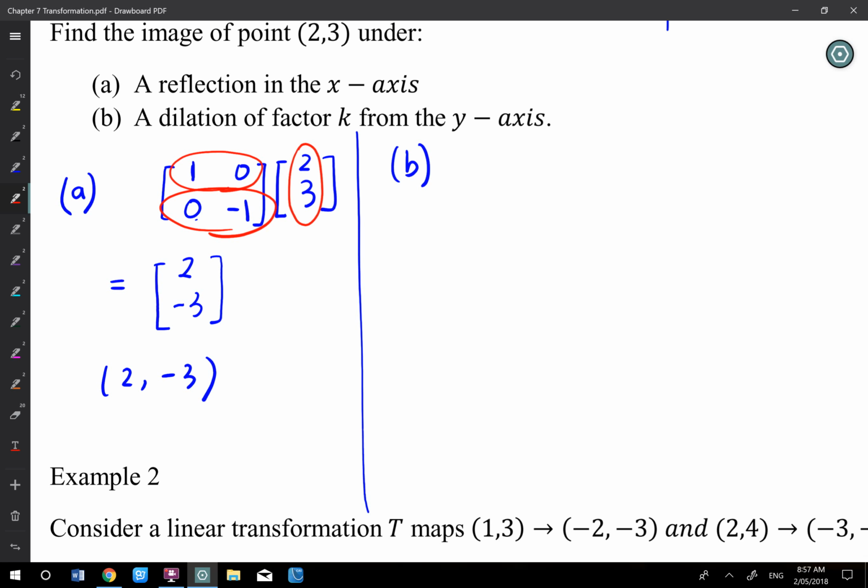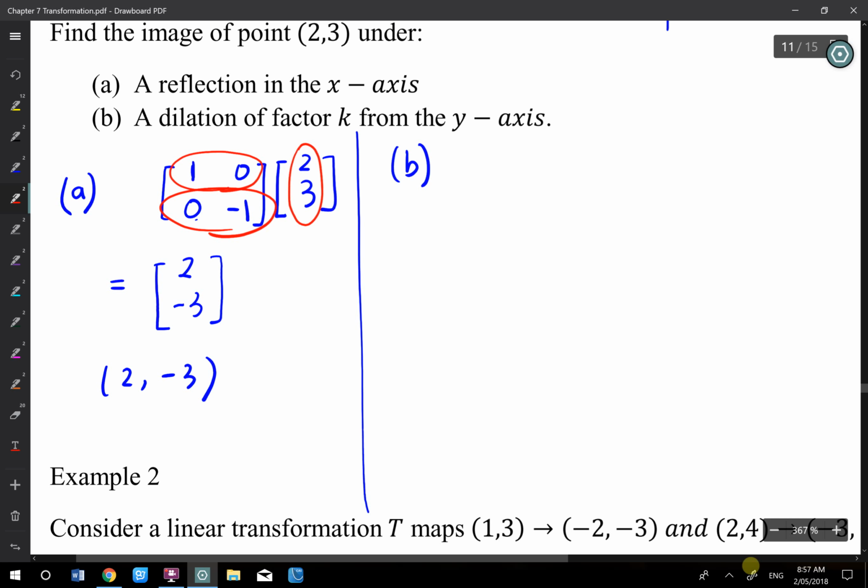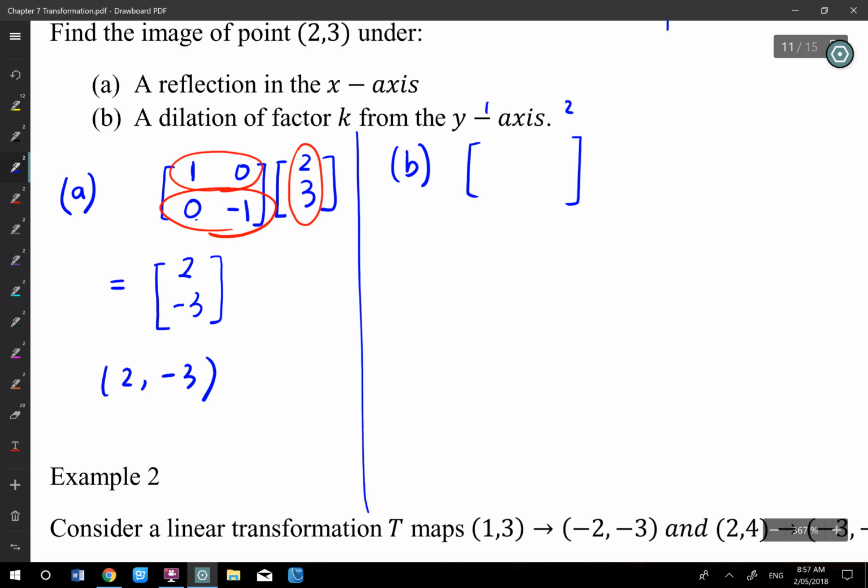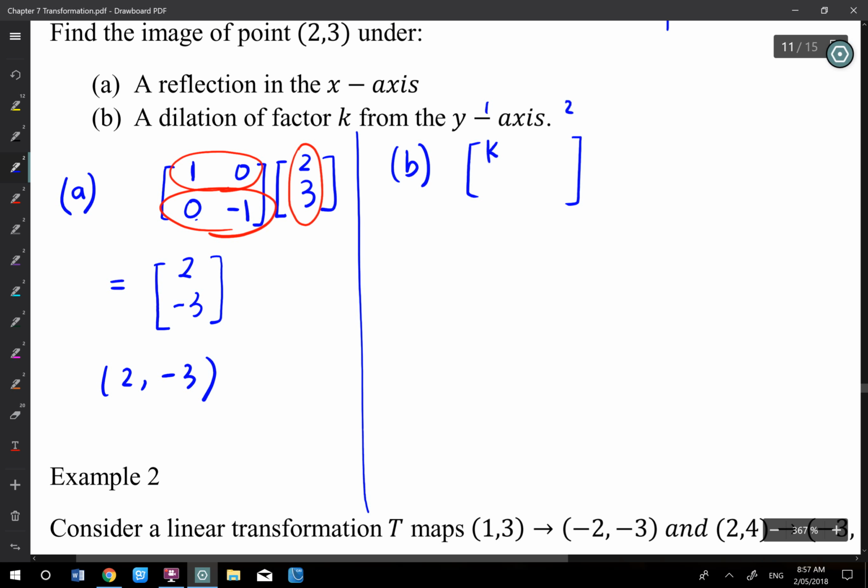Okay, for the second one, it's a dilation of factor k from the y-axis. Let's think about the transformation matrix first. Same positions 1, 2, 3, 4. What should I have for 1? k, 0, 0, and last one, 1. So that's the transformation matrix for a dilation from the y-axis, and I will multiply that by the original point.